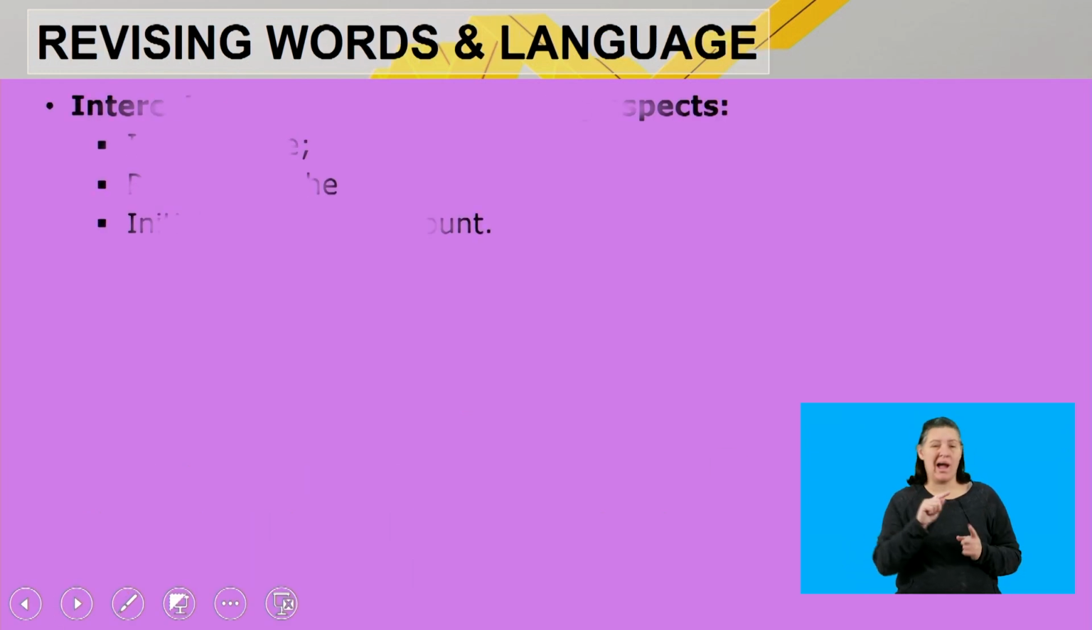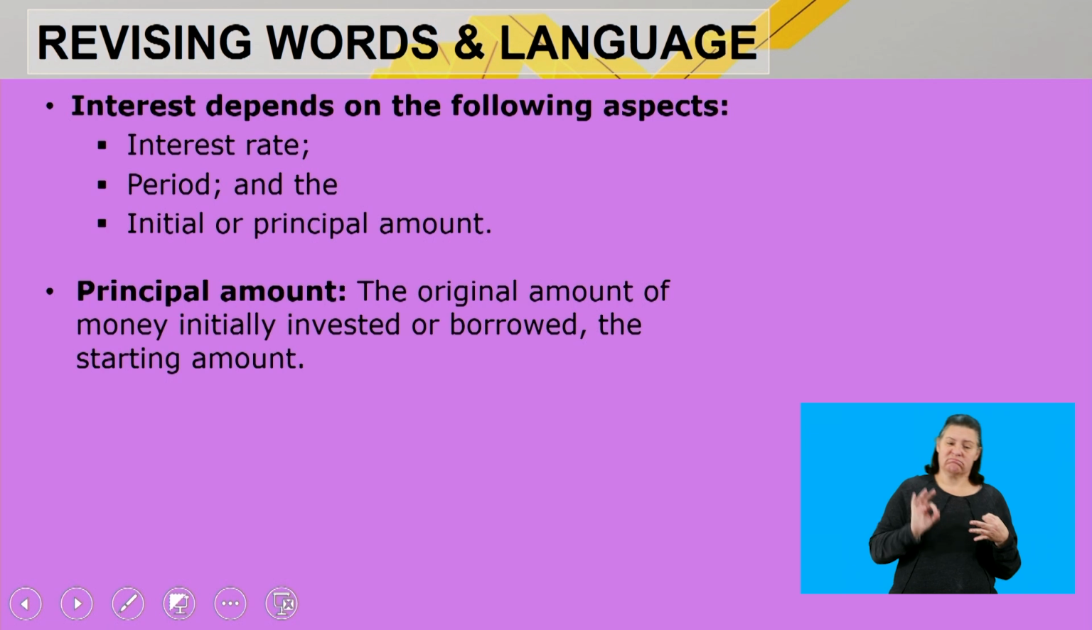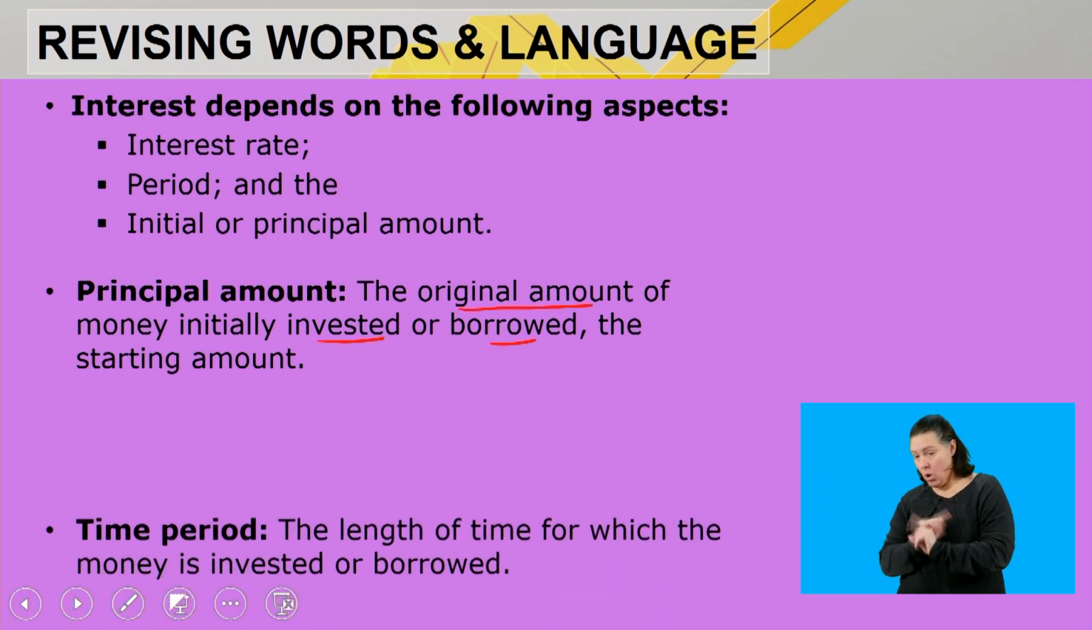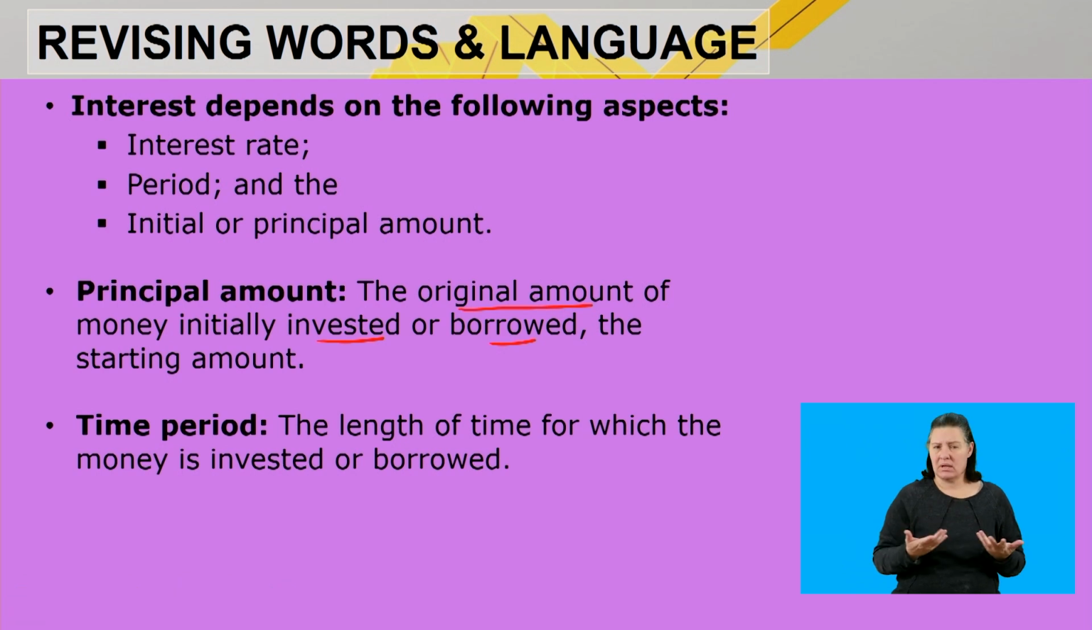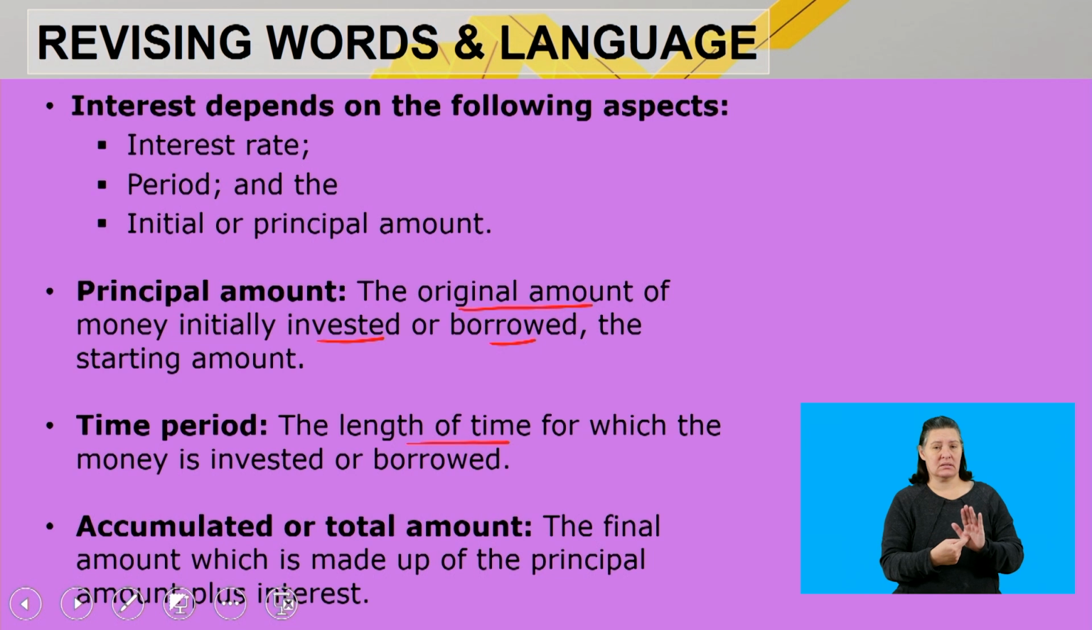So let's quickly look at other important words. I indicated that interest depends on the following aspects, and that will be your interest rate, the period, and also the initial or the principal amount. Also important to note is that the principal amount is the original amount of money initially invested or borrowed, meaning that is your starting amount. Then the time period, that's the length of time for which the money is invested. And then last I indicated here, accumulated or total amount. It's the final amount which is made up of the principal amount plus your interest. I hope that's all clear to you.